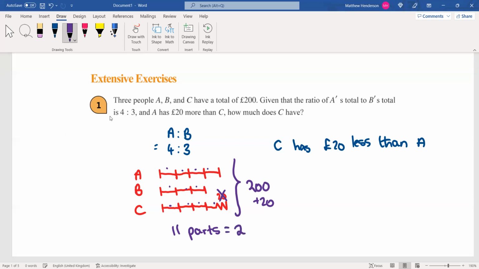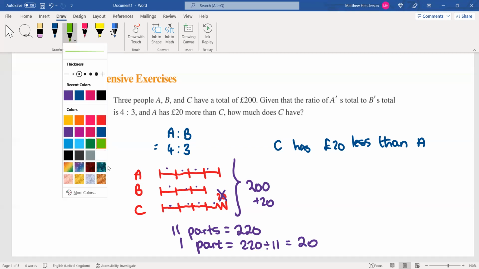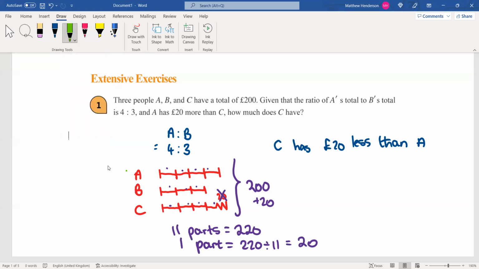is equal to 220, we can work out that 1 part by dividing is going to be equal to 220 divided by 11, which gives us 20. So now we have the value for each part and we can tell you how much C has. As C has £20 less than A, first let's work out A. A's got 4 parts, so that represents 4 times 20, which is 80.